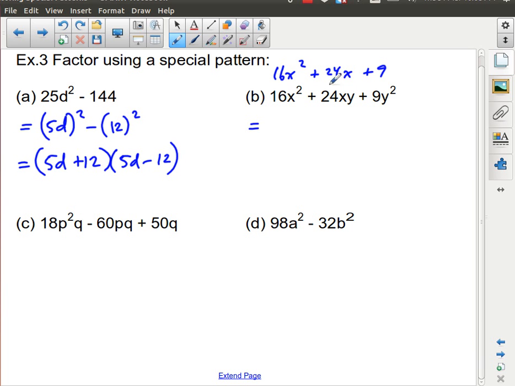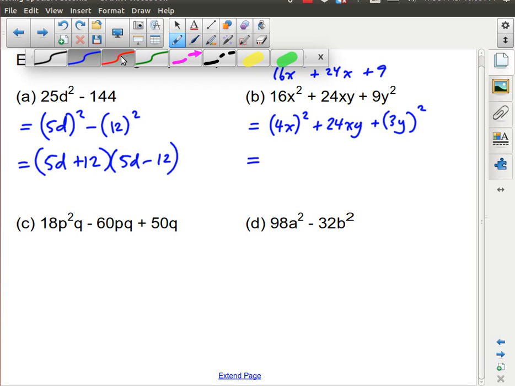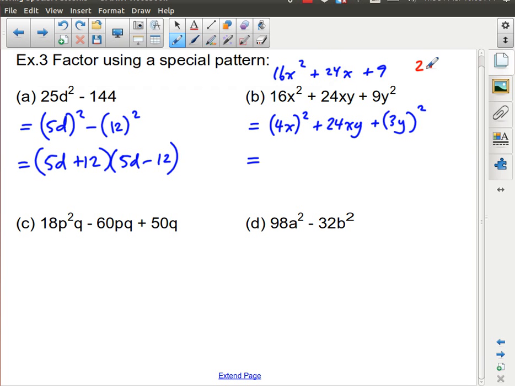So what do we have here? And it's going to work out the same. 16x squared is the same as 4x all squared plus 24xy plus 3y all squared. I'm using that same trick where I'm writing these things. So now, if this is a perfect square, then what should this be equal to? Just to remind you, this middle term is 2ab, which is 2 times, what would the a term be? That's 4x. And what would the b term be? That's 3y.